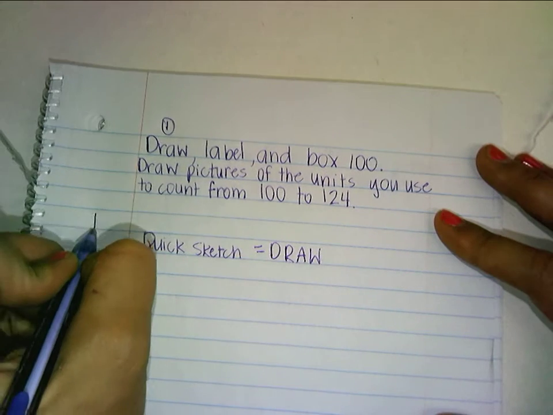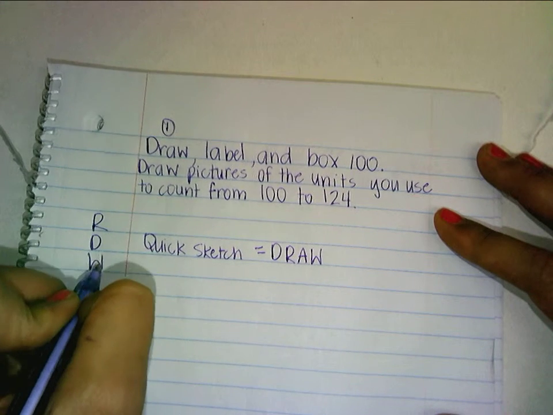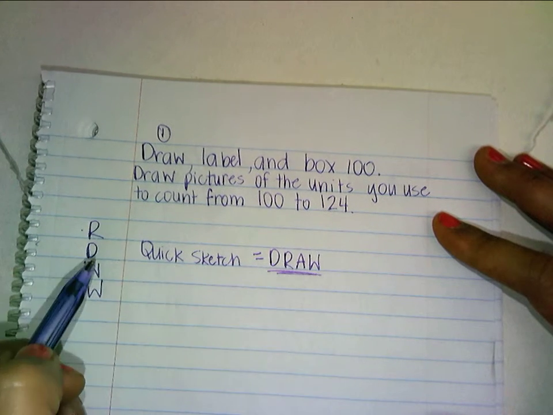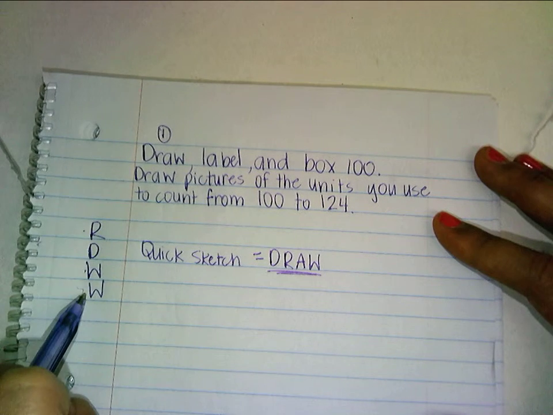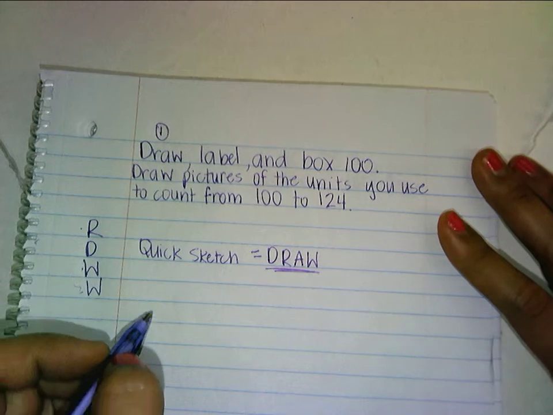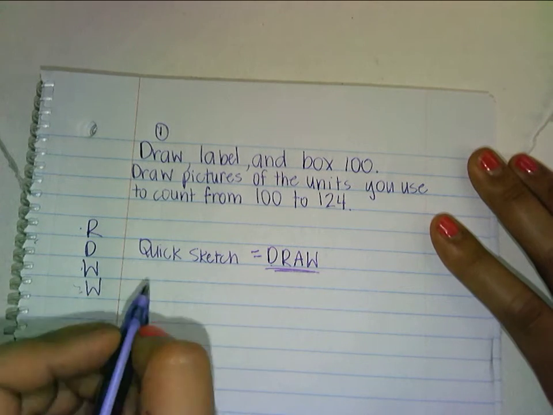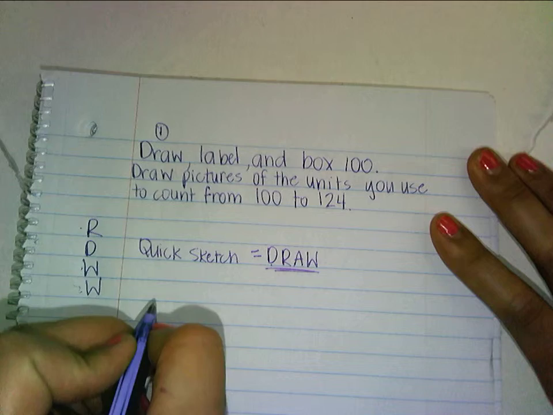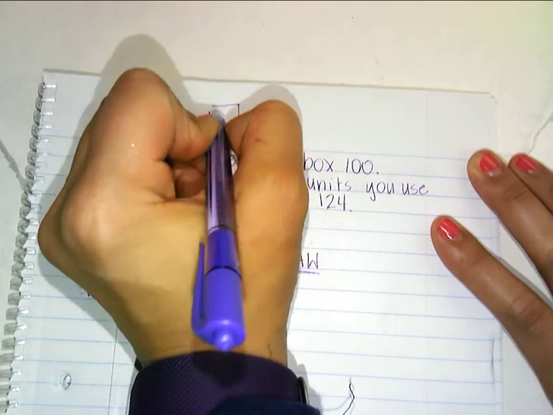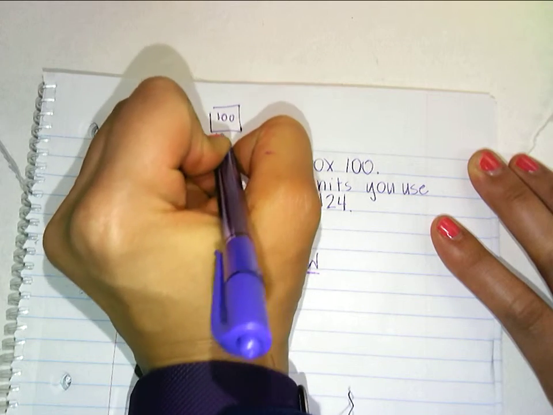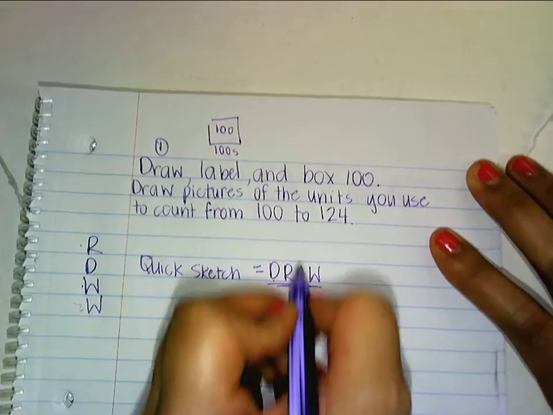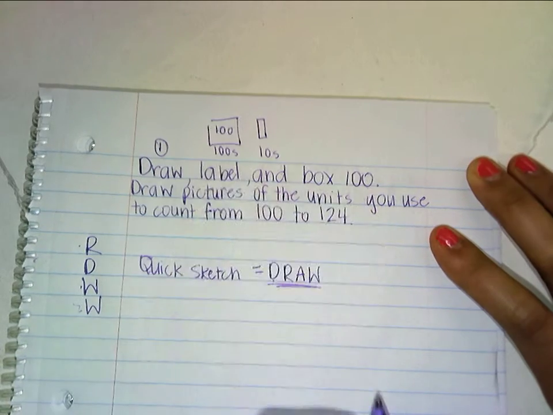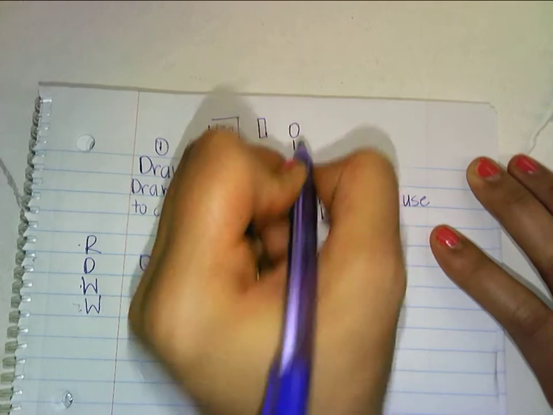So this is kind of like R, D, W, W. You read it, you draw it, you write an equation, and you write a statement. Okay? So you draw. Let's say I have draw, label, and box 100. So I'm going to draw a picture. Remember, you draw this for the hundreds, a stick for the tens, and a circle for the ones.